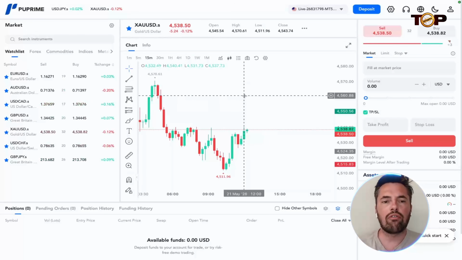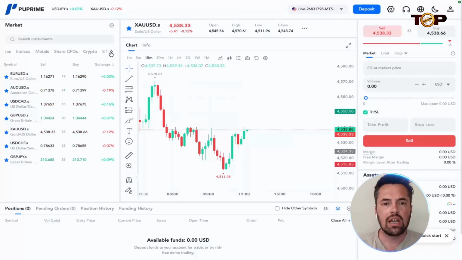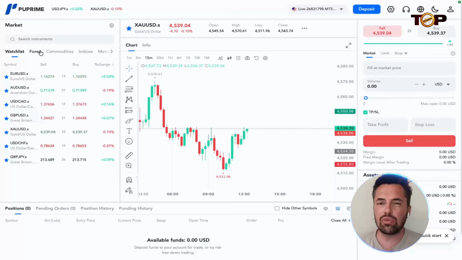Quick mention of what's not on my list. Exotic pairs, right? Anything with a Turkish lira, the South African rand, Mexican peso. They're too wide on spread. They're too thin on liquidity. So you get wild spikes, slippage, news you've never heard of suddenly moving the market.